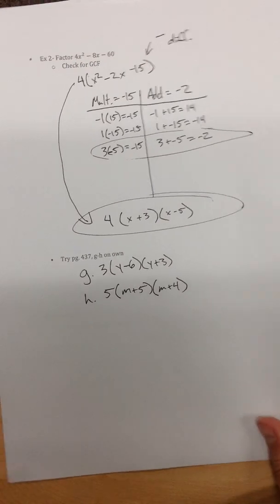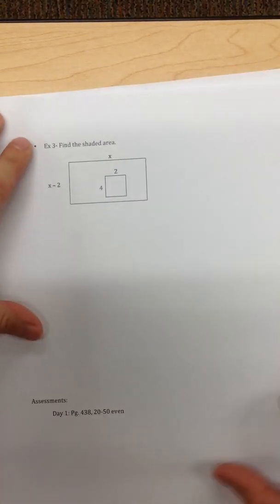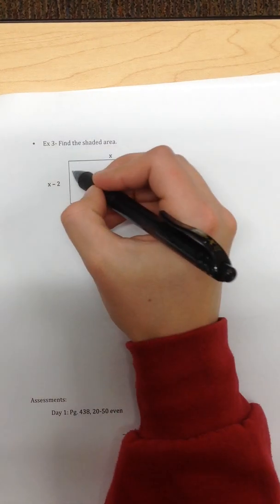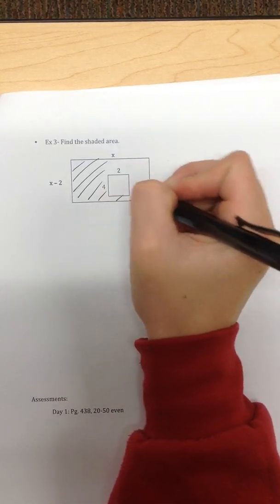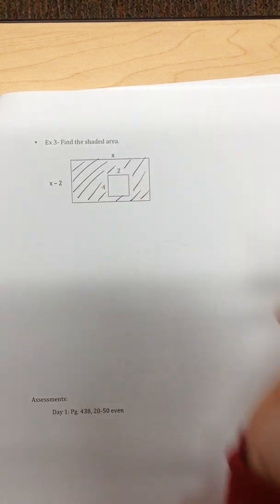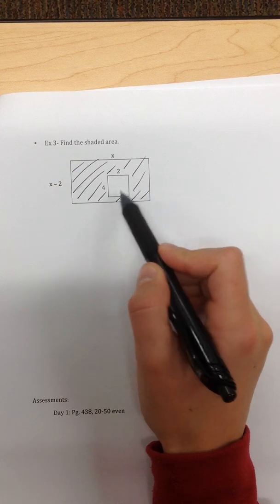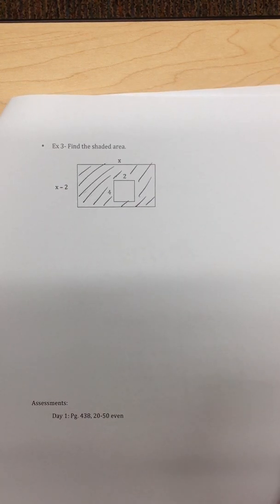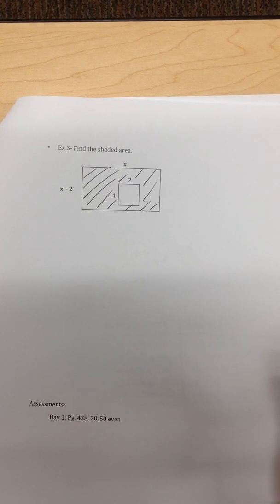Okay, next thing here, we have got a story problem, and we are finding area. So we're going to find the area of the shaded part, and the shaded part is basically going to be kind of around that little box there. Okay, so that's our shaded part, and this inside little square there, it's not really a square because it's 4 by 2, but that inside rectangle is missing and it's not shaded in.